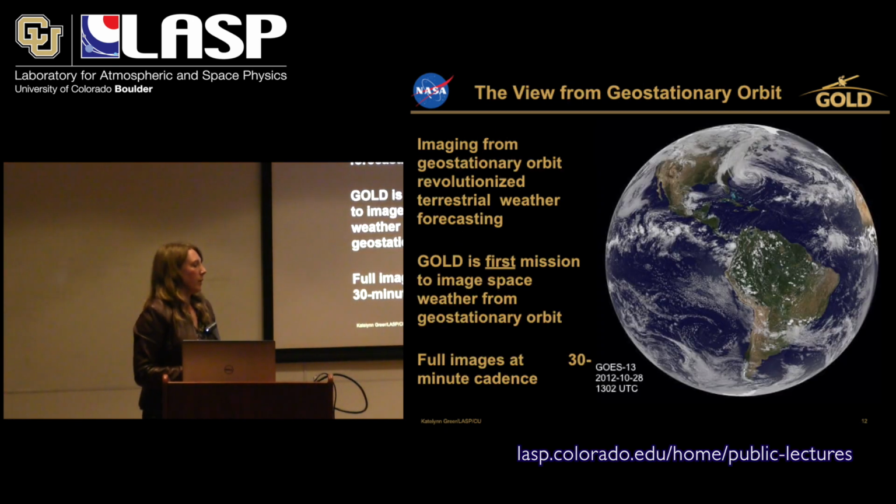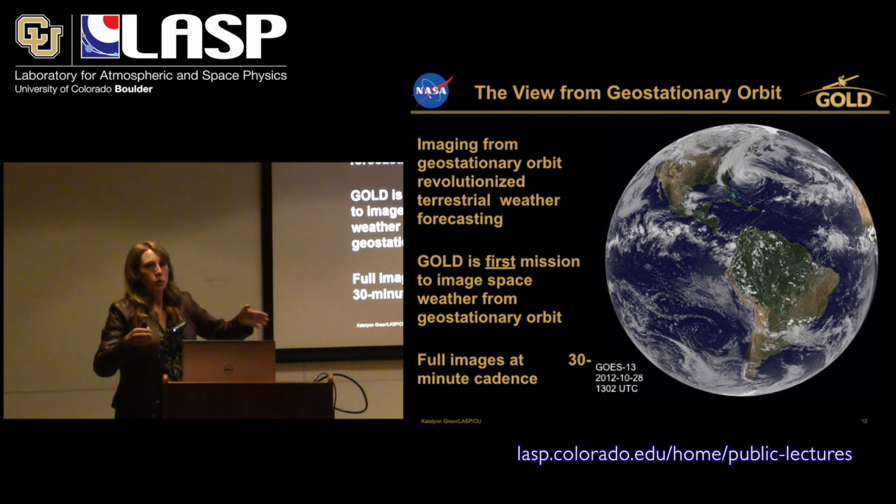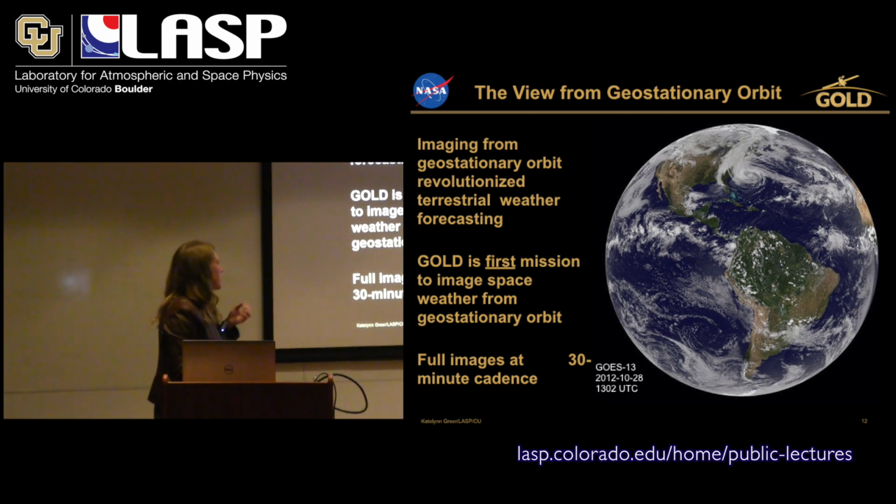Imaging from geostationary orbit really revolutionized the weather forecasting you and I are familiar with. We were able to see many days in advance what kind of weather systems were coming towards us. For example, this is an image from GOES 13. And when you, in the evening, see the news and they show a picture of the whole Earth, or maybe a hurricane in the Atlantic Ocean, what you're probably seeing is a GOES image. And all these GOES satellites are located in geostationary orbit.